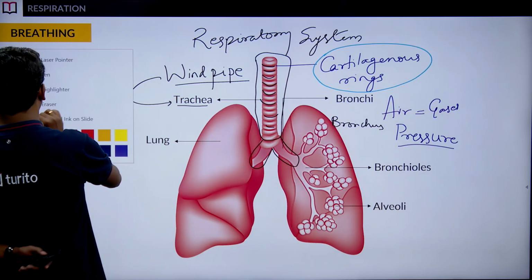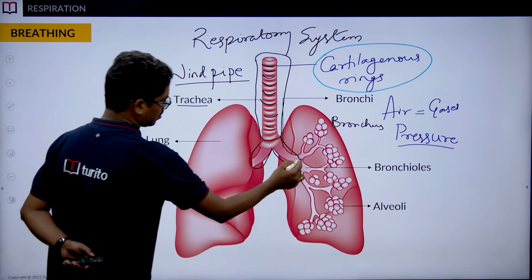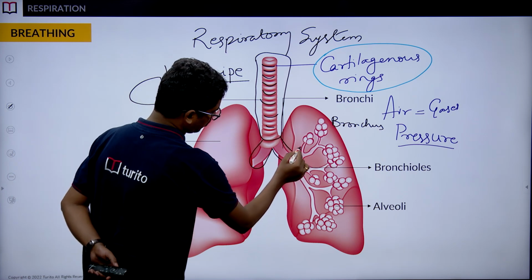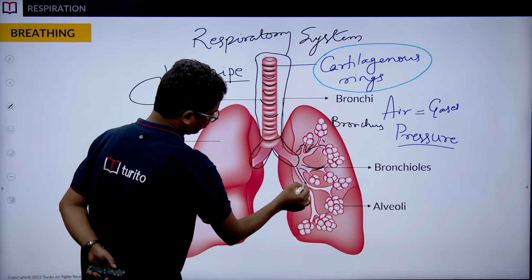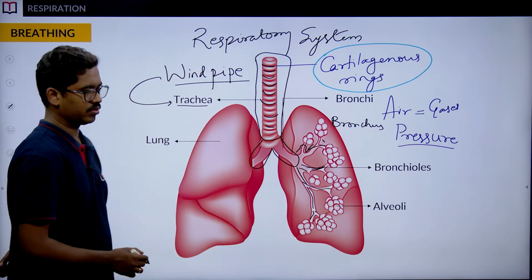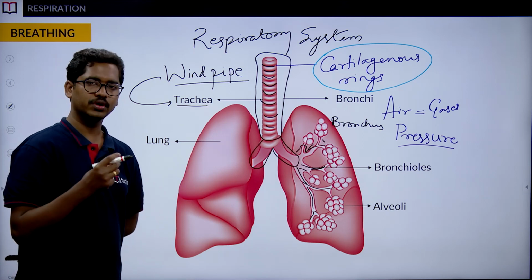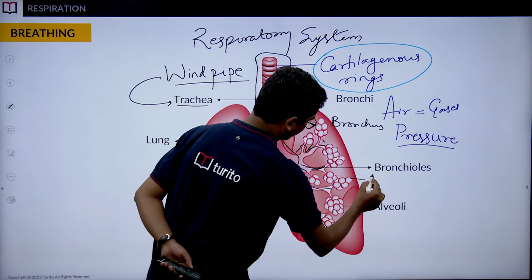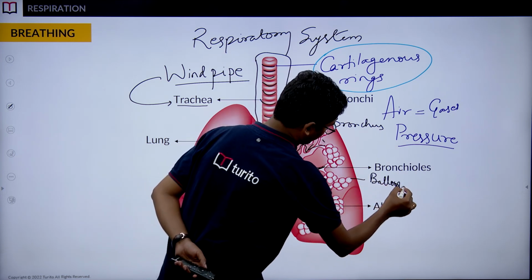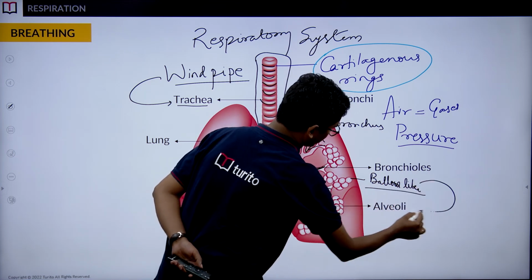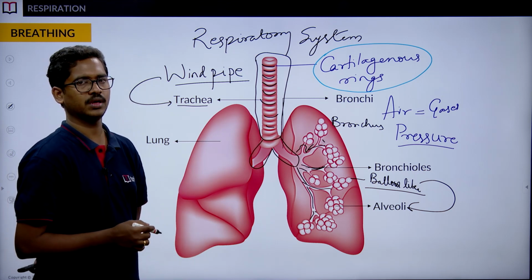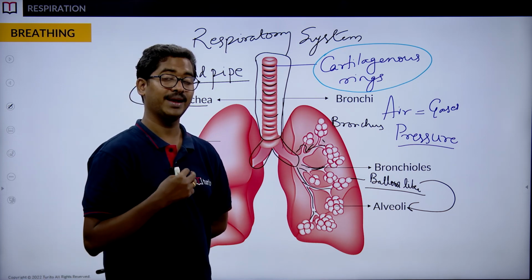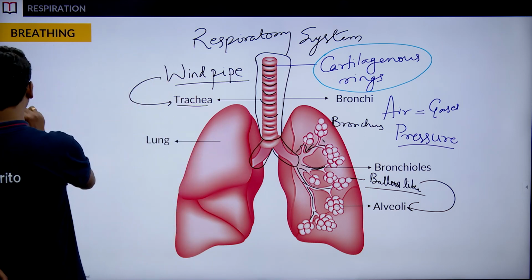Okay. Just a moment. So there are small branches over here, right? That leads to very small branching, and those branches are known as bronchioles. Now these bronchioles have a sac like or balloon like arrangement at the end of them. These balloon like structures are known as alveoli. They are very, very small and they are covered by a very thin layer under which blood vessels are present.